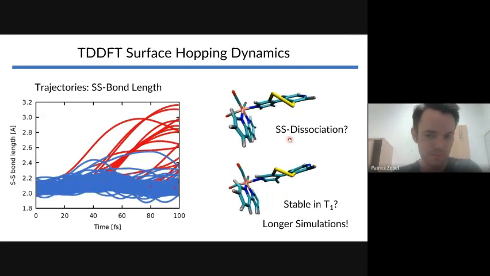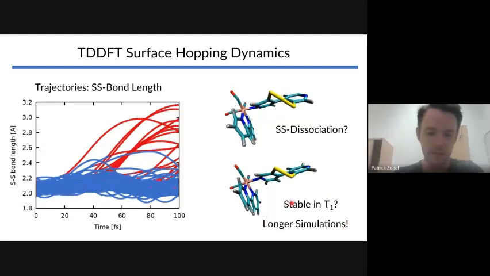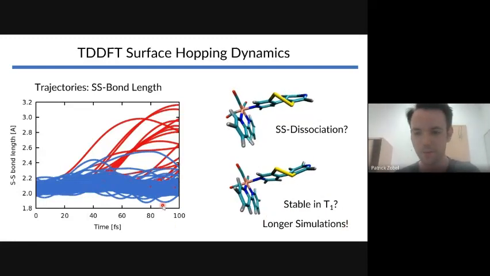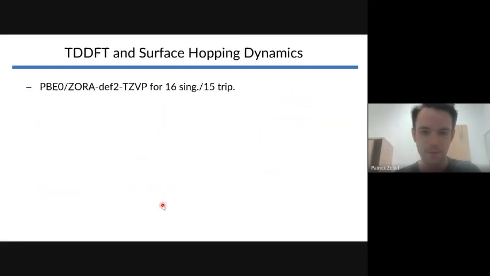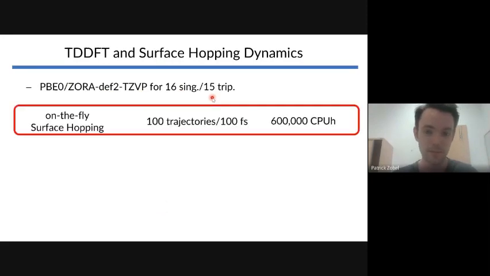We thought this looked like dissociation, so we cannot really describe it any further, but maybe there is a lot of population which could stay in these kinds of geometries which don't dissociate. Maybe they are stable in this one. Maybe we could try to simulate them for longer times. Of course, now comes again the cost of such simulations. What I showed you we did with TDDFT, PBE0 functional, triple zeta basis set, 16 singlets, 15 triplet states, 100 trajectories for 100 femtoseconds, costing around 600,000 CPU hours. So this was already very expensive.